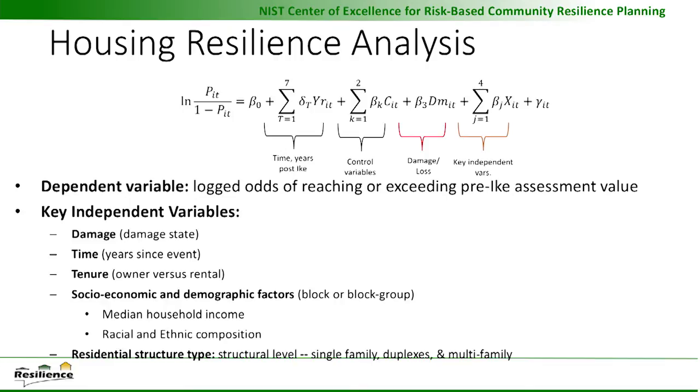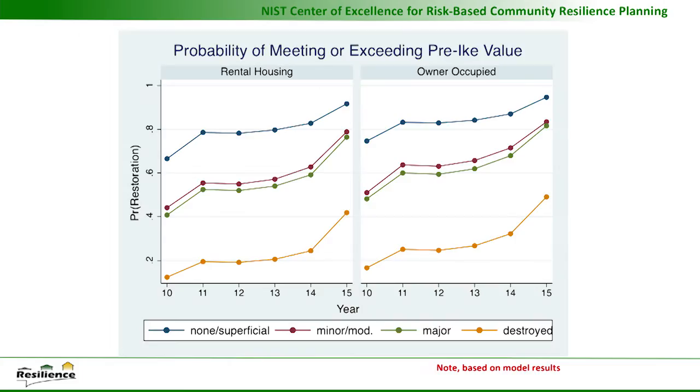Our dependent variables are the logged odds of reaching or exceeding that pre-event value, looking at damage, time, tenure, socioeconomic status, and then rental characteristics, and then residential characteristics as well. Just to give you a sense of that, these two graphs here, one for rental housing and one for owner-occupied. On our y-axis are the probabilities of meeting or exceeding restoration values.